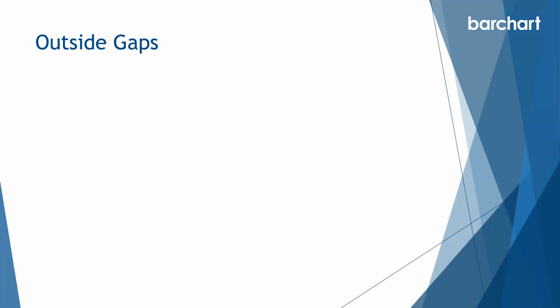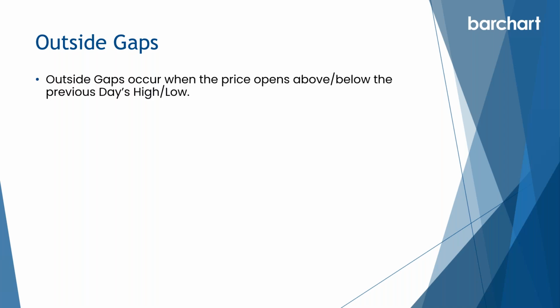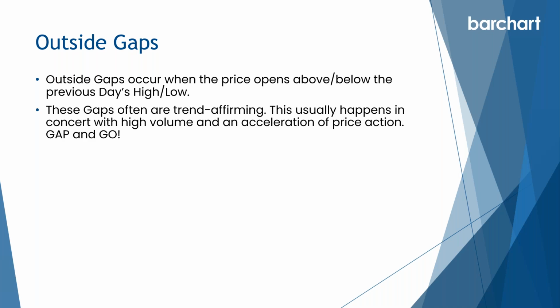Now, there are different types of gaps, and we have a couple of webinars on gaps and gap theory. But we're going to look at something called an outside gap today. And an outside gap is where price opens above or below the previous day's high or low. These are easy to see on our charts because they are represented by a void of price. But they're also powerful because they really spell out this imbalance between buyers and sellers and what they represent.